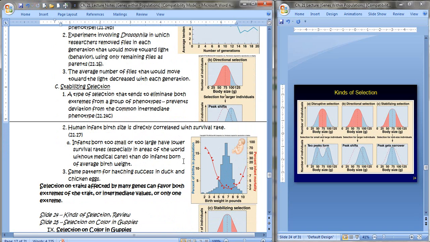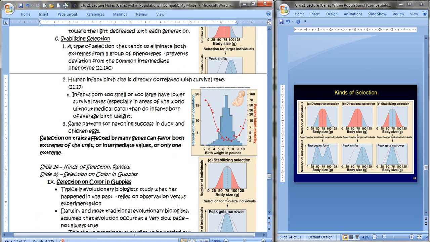Next is stabilizing selection. And it does kind of what it sounds like. Stabilizing selection is a kind of selection that tends to eliminate both extremes from a group of phenotypes. It prevents deviation from the common intermediate phenotype. A very interesting example is human infant birth size and how it's correlated with survival rate. Infants that are born too small or too large have lower survival rates, and especially in areas of our world that have no or little medical care. They survive less often than do infants born of average birth weight, and that's a graph shown here.